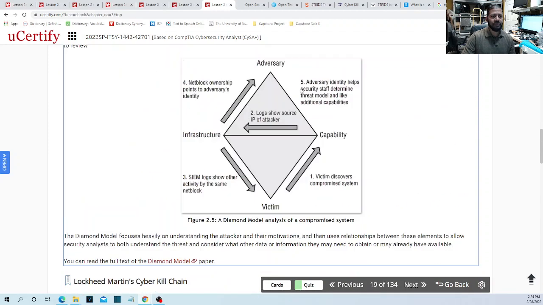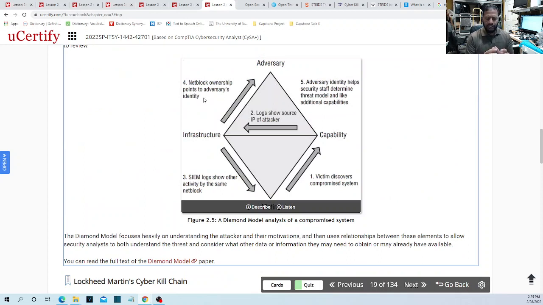Let me see where. Oh, so here I am. Okay, so net block ownership points to adversary's identity. So now you want to know which range of IPs that particular IP address belongs to and who owns that IP range. That's how you're going to find out who is responsible, who the actors are, whose machines, whose computers were used to launch an attack against you.